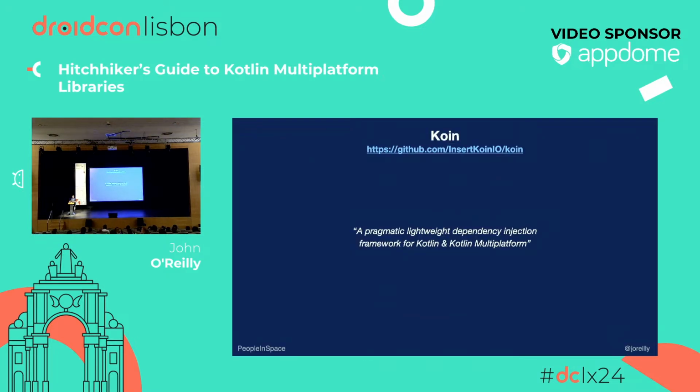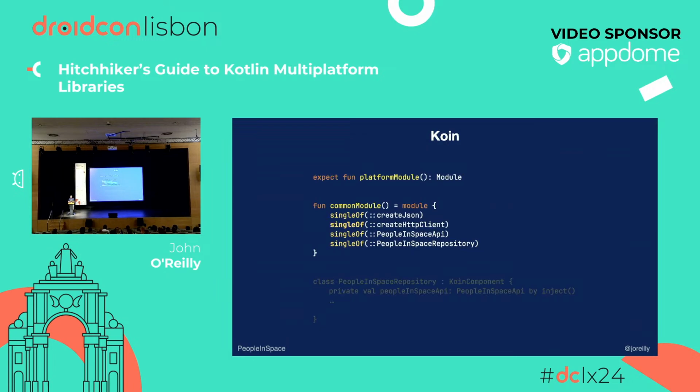First library we're going to talk about is Koin. It's the dependency injection framework I use in most of the KMP samples I have. I think it's also probably fair to say that it's currently the most popular DI library used in KMP projects. With Koin, we define our dependencies in a series of modules, module definitions like this.